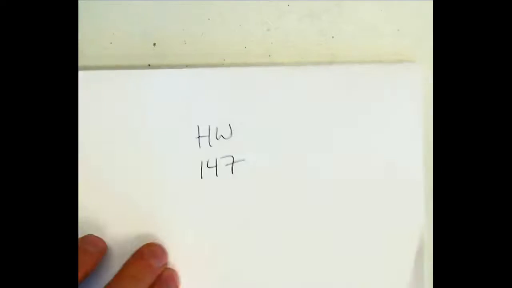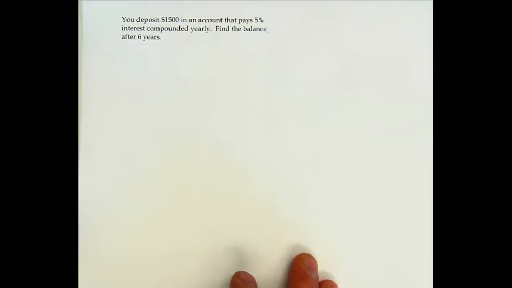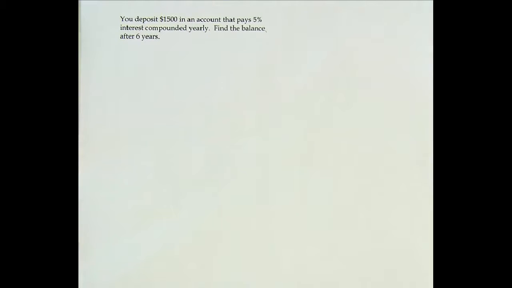All right, homework 147. All right. So this time we have a deposit of $1,500 in an account that pays you 5% interest compounded annually.